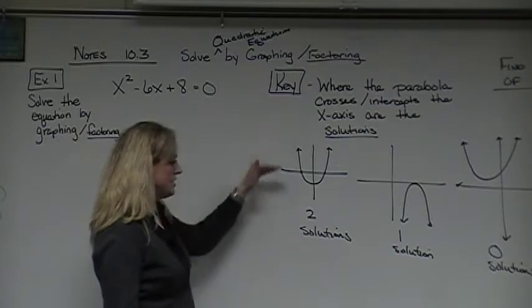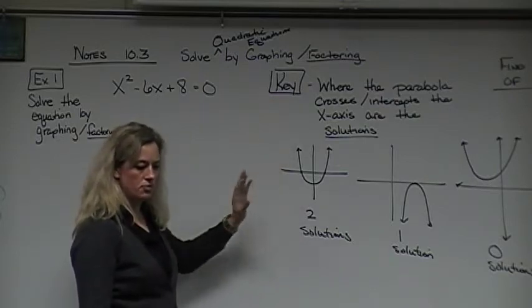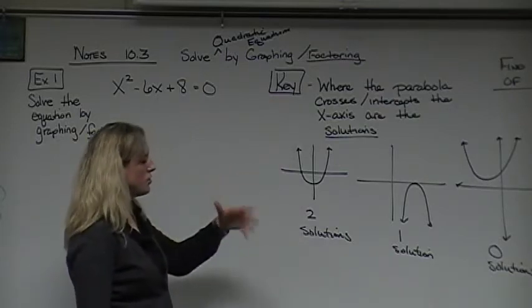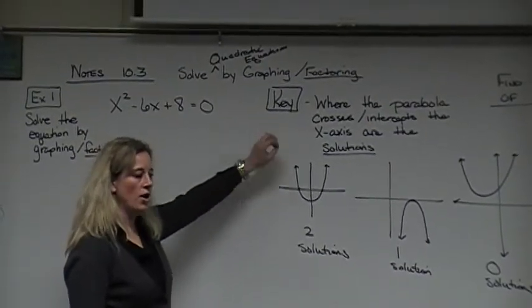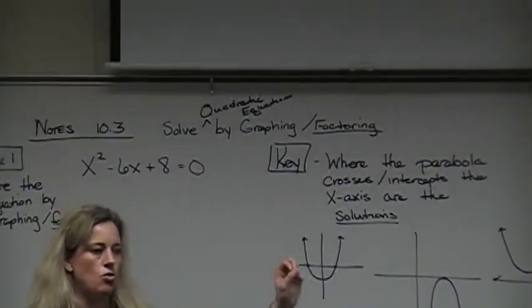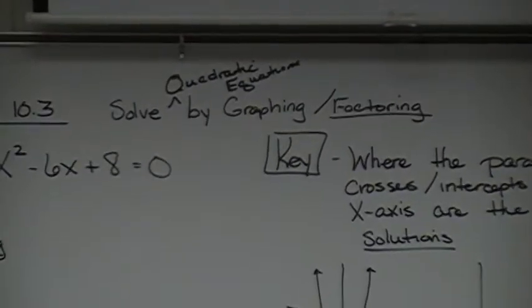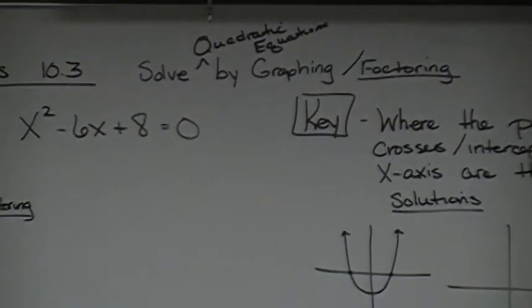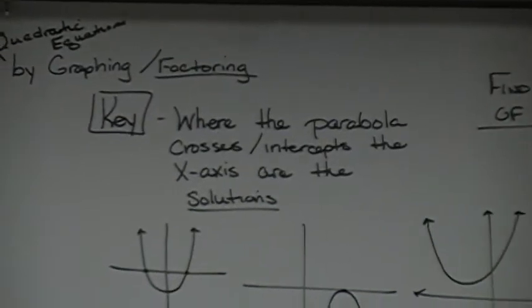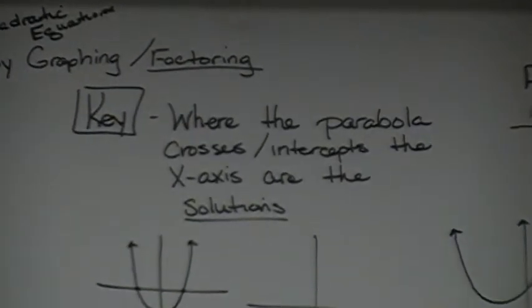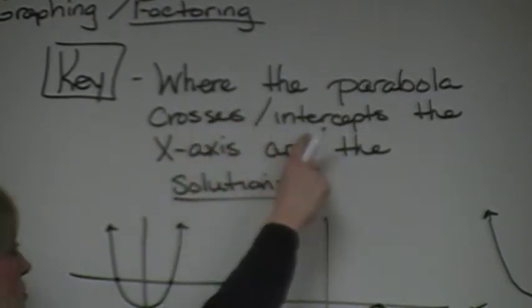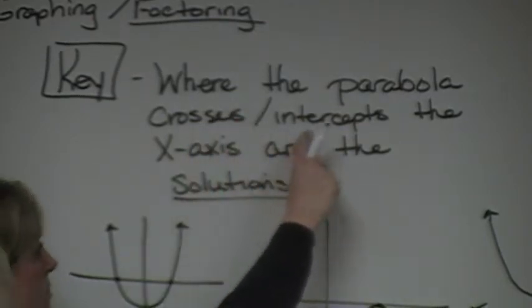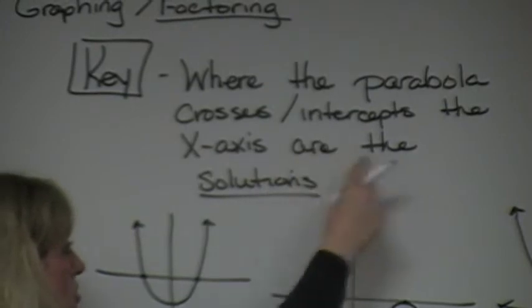I want you to write this down next, because this is the most important information on your homework and in your notes. The key to this lesson is: where does the parabola intercept or cross the x-axis? Those are your solutions. Those are what we call the x-intercepts, or the solutions of that quadratic equation. So where the parabola crosses the x-axis, those are the solutions.